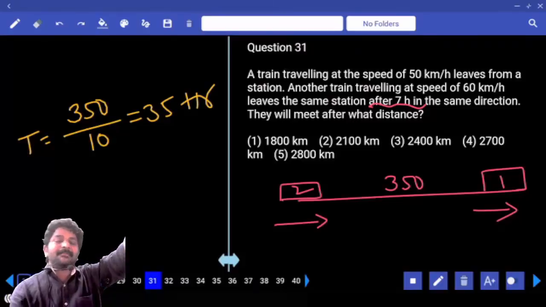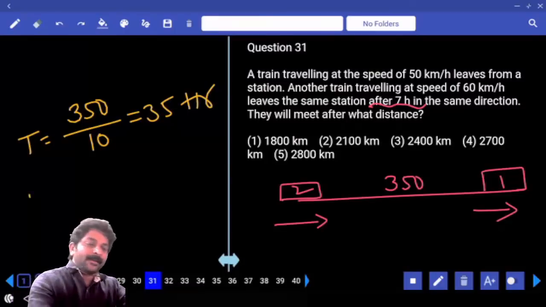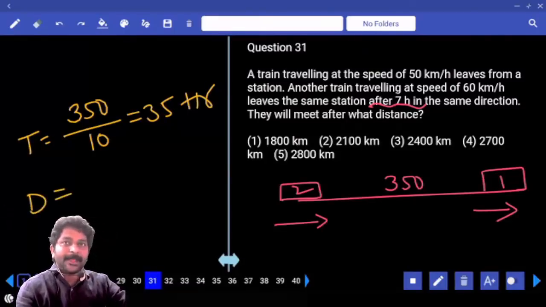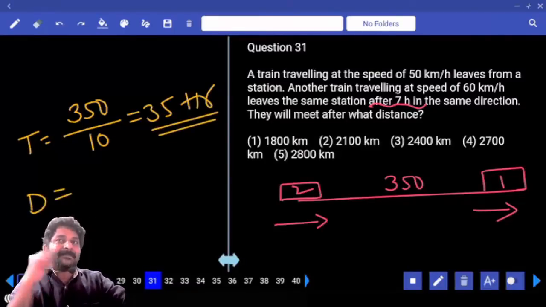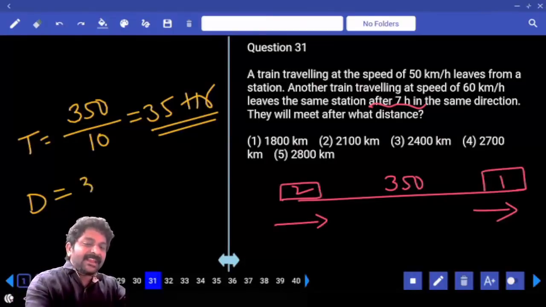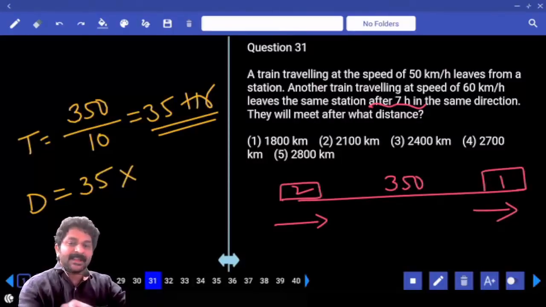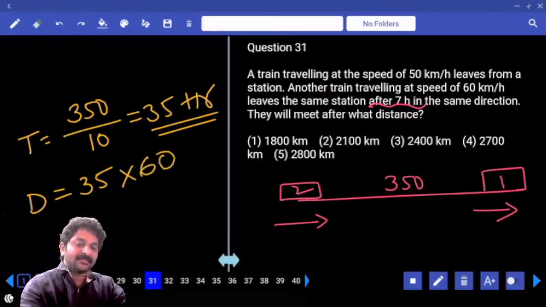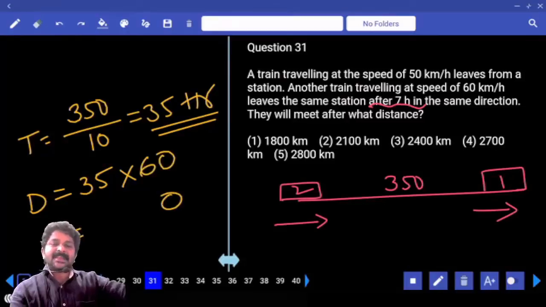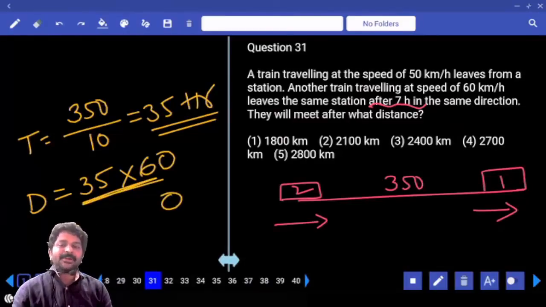Correct? But your question is different. Your question is about after what distance both will meet each other. Correct? Right. Distance is equal to speed into time. 35 hours is the time taken by the first train or the second train? Second train. Second train needs 35 hours to catch the first train. So speed of the second train, that is 60. We have 0 in 60, so I will write 0. Now I need to consider 35 6 times. Wait a minute. If you want to take 6 times of any number, what do?